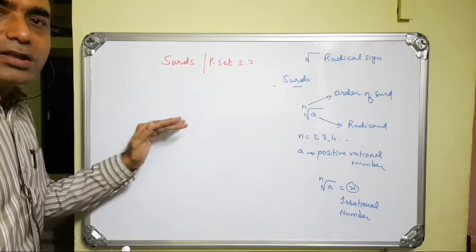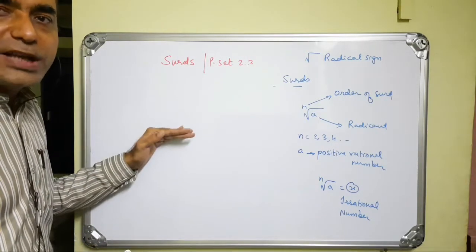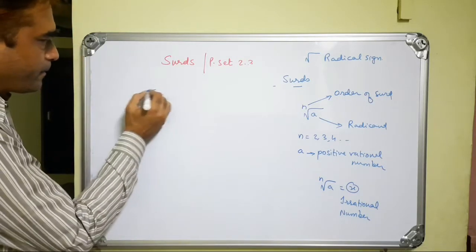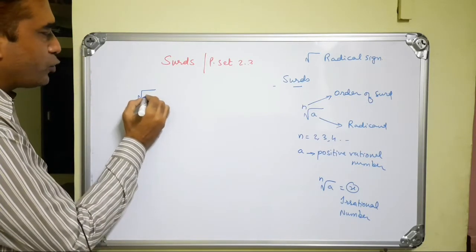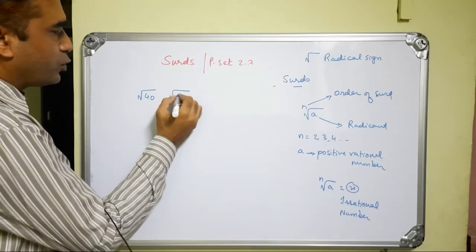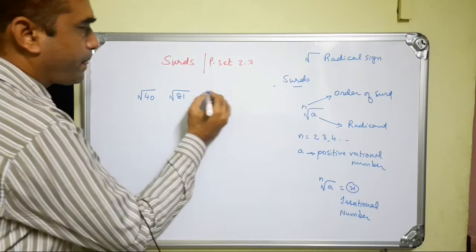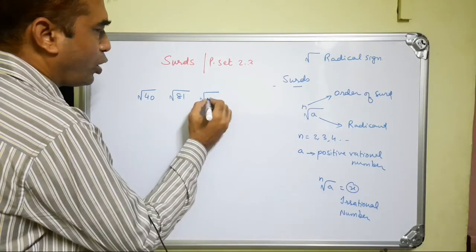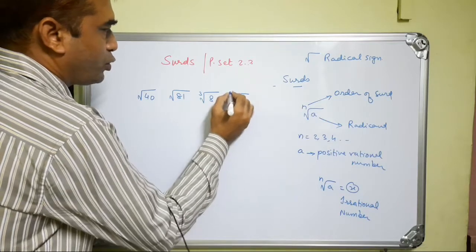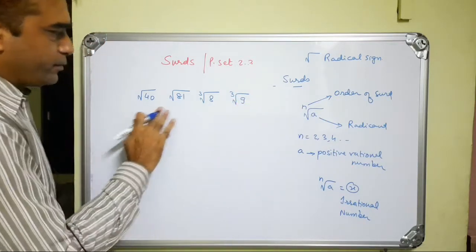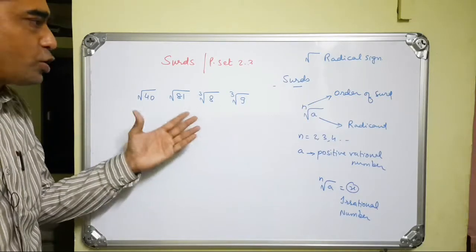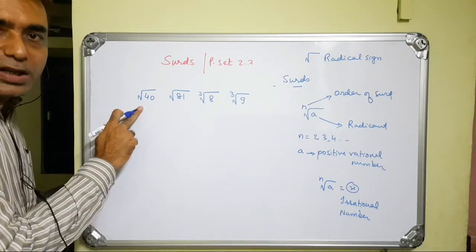Now I will write some examples here and you have to say whether these numbers are surds or not. Square root of 40, square root of 81, cube root of 8, cube root of 9. These are the four numbers. Now you have to tell me whether these are surds or not. Is this number a surd?